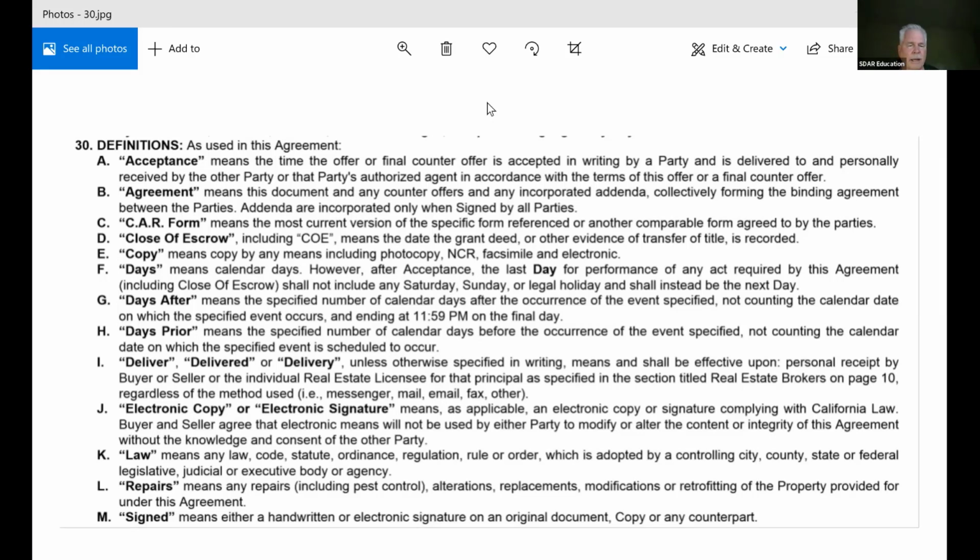Okay, all right, agreement, CAR form means, and this is important, the most current version of the specific form. Okay, all right, the most current version.